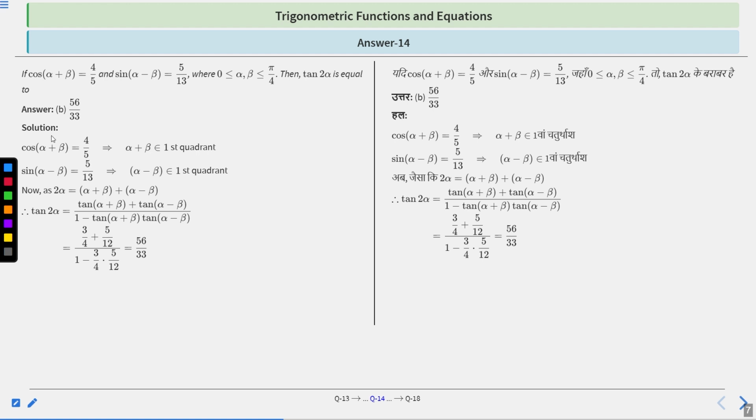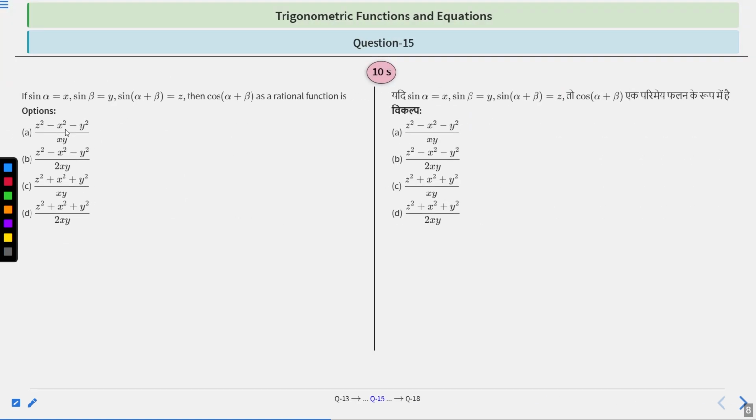Now, you can put the values of tan(alpha plus beta) and tan(alpha minus beta). Therefore, we will get 3 by 4 plus 5 by 12 upon 1 minus 3 by 4 into 5 by 12, which after simplification, you will get tan 2 alpha equal to 56 upon 33. Clear? Therefore, option B, 56 upon 33, is the right answer. Got it? Now, let's move to the next question.